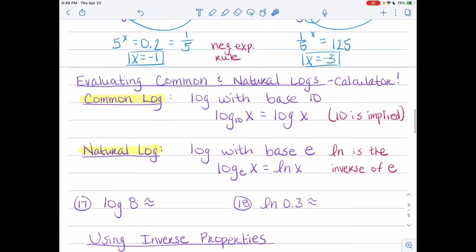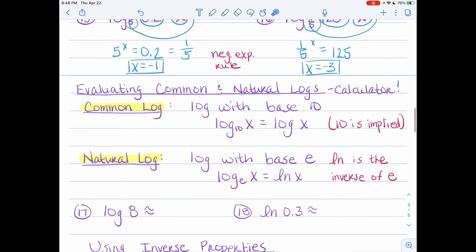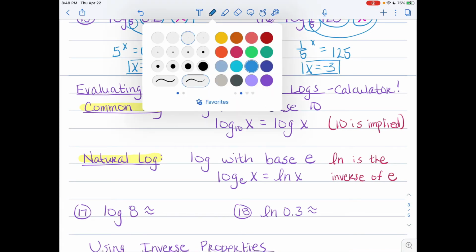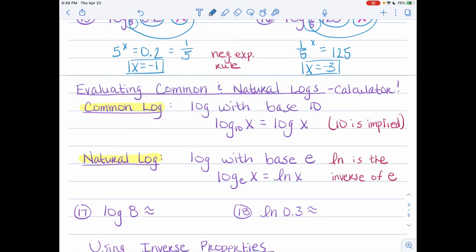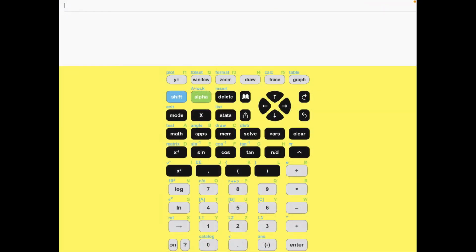So in order to evaluate common and natural logs, because these are the most frequently used, they actually have their own special buttons on the calculator. So if we have a base of 10 or a base of e, we can use the calculator. So let's go there and evaluate log base 10 of 8 and natural log, which is log base e of 0.3.